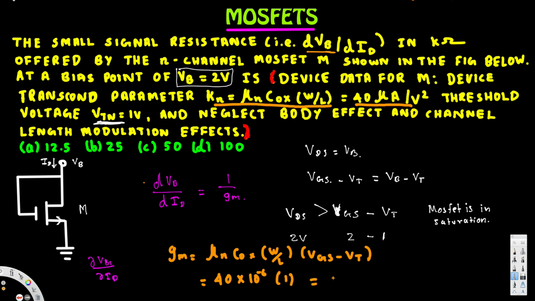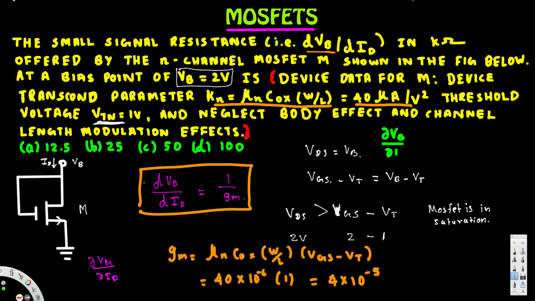So finally we end up with Gm, the transconductance, equal to 4 times 10 to the power of minus 5. But here we have variable resistance, and we found that the equation for variable resistance is dV by dId, which is the inverse of transconductance. We found what the transconductance is, so we just have to find its inverse. Let's write the equation again: dV by dId is equal to 1 over Gm, which is 1 over 4 times 10 to the power of minus 5.